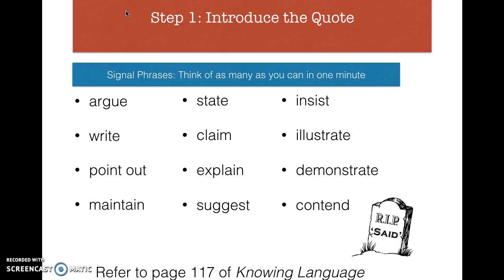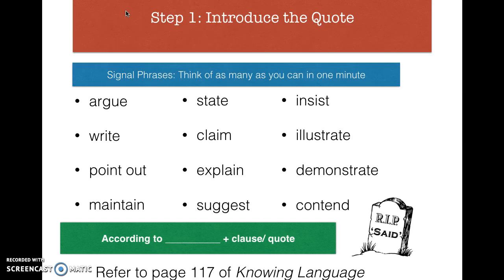Do not use said. Okay, said is dead. It's overused, so try to use other reporting verbs. According to is okay as well. You use according to plus the author's name, and then have a clause afterwards. The clause or quote follows. So that's how we can introduce the quote.